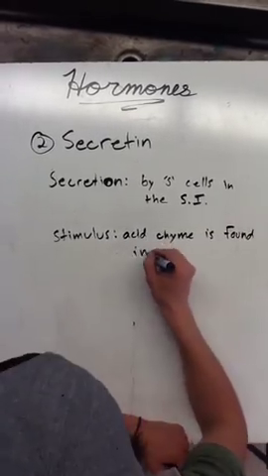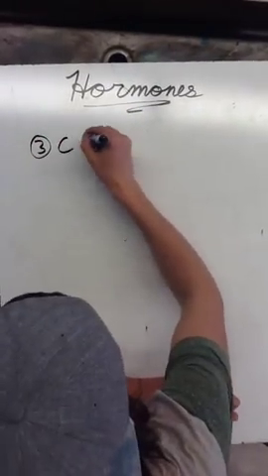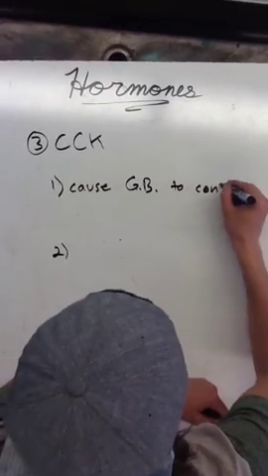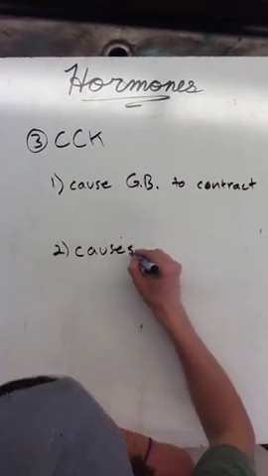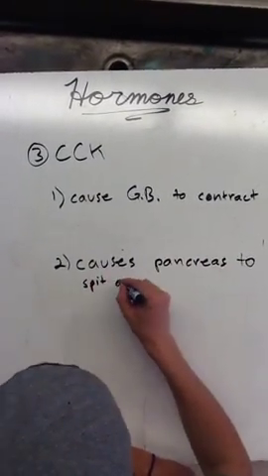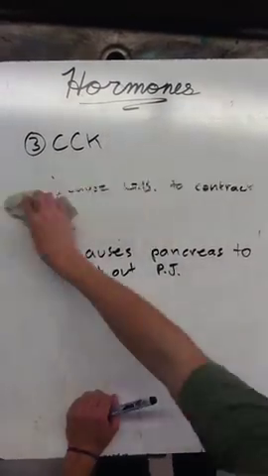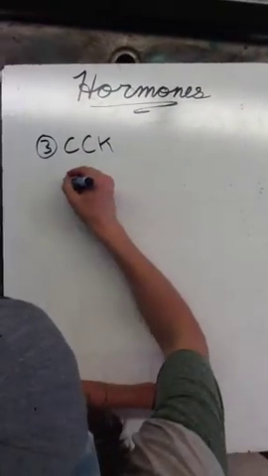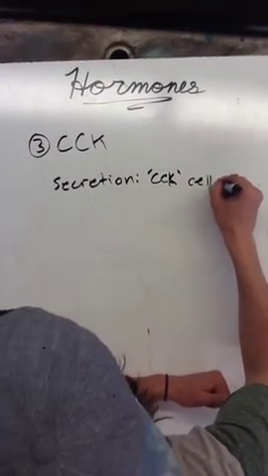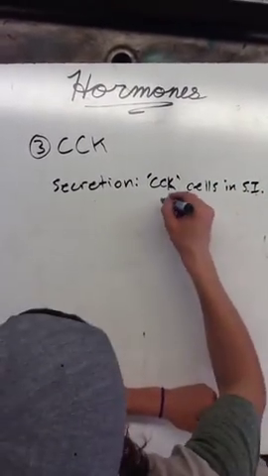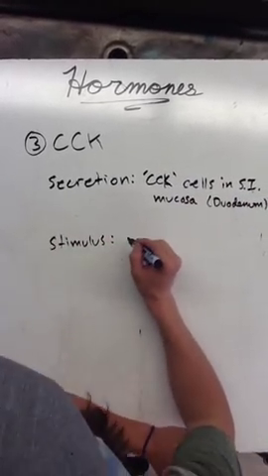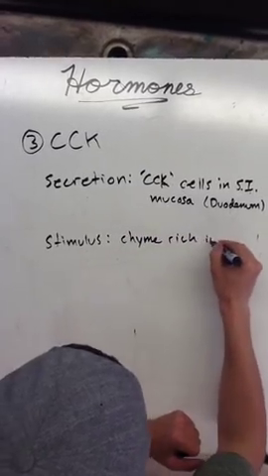The third hormone is called CCK. It has two major functions. Firstly, it causes the gallbladder to contract, and secondly, it causes the pancreas to release pancreatic juices. The secretion of CCK happens in enteroendocrine CCK cells in the small intestine mucosa, which is in the duodenum. The stimulus of CCK is when chyme, rich in amino acids, triglycerides, and fatty acids enters the small intestine.